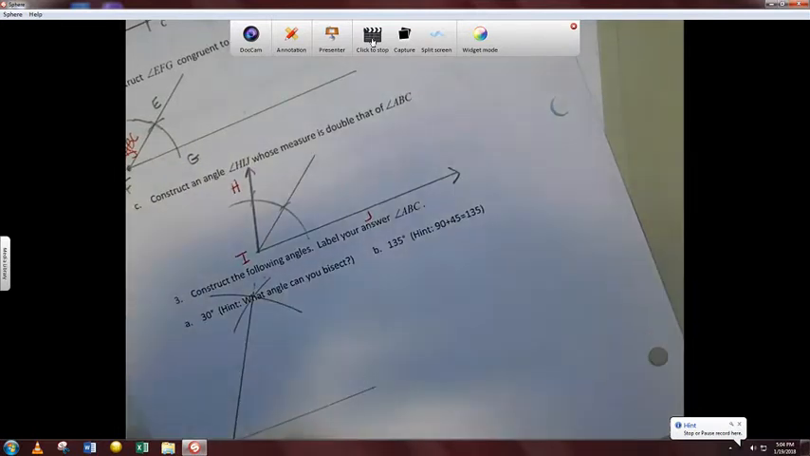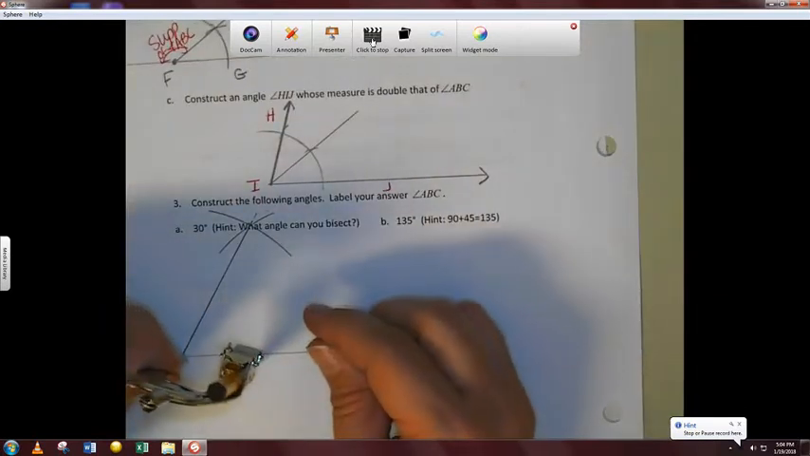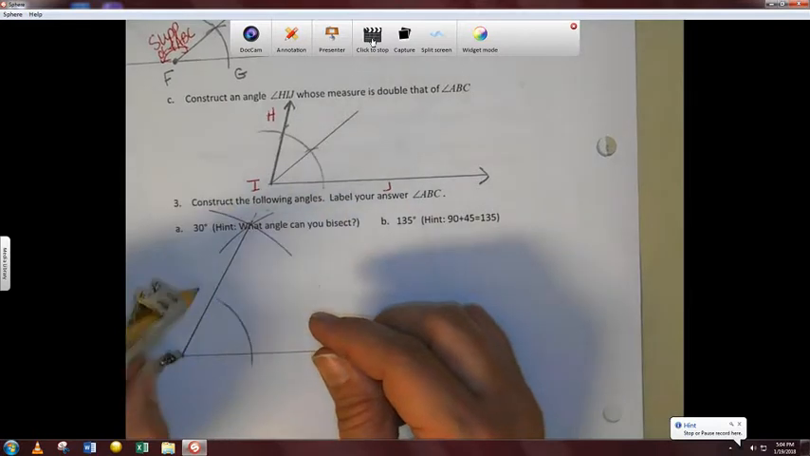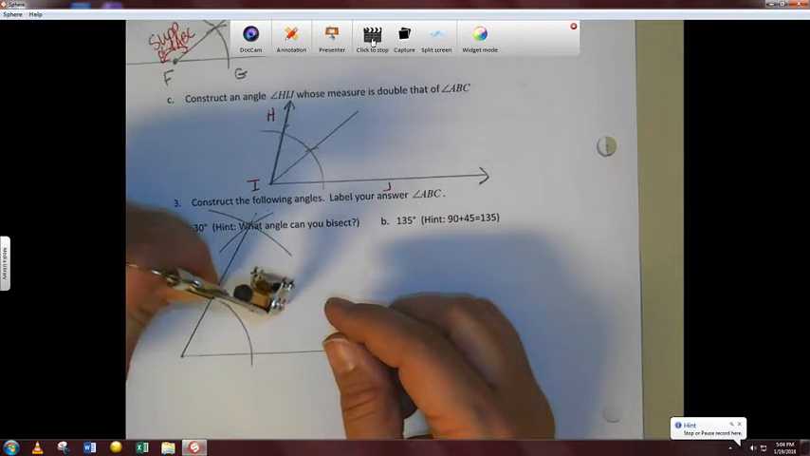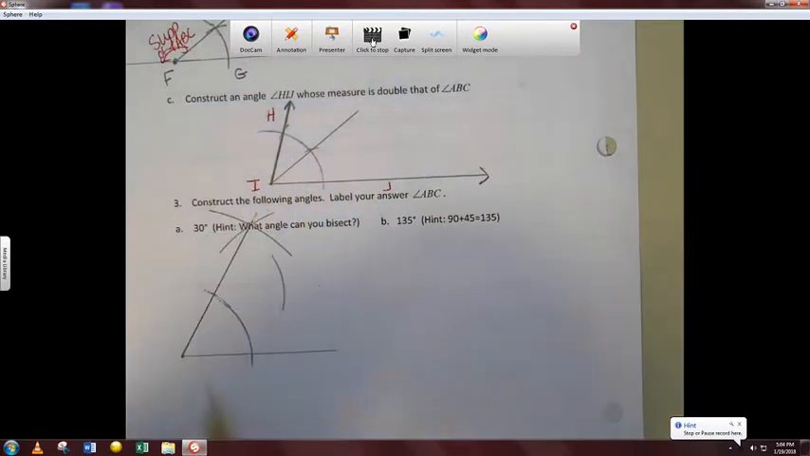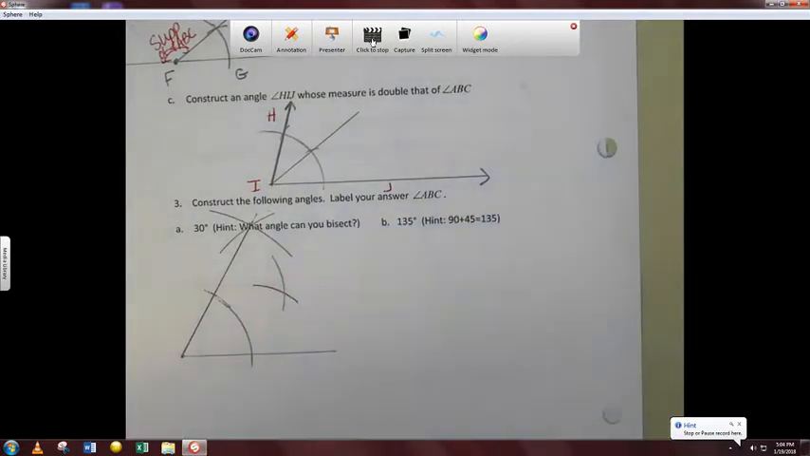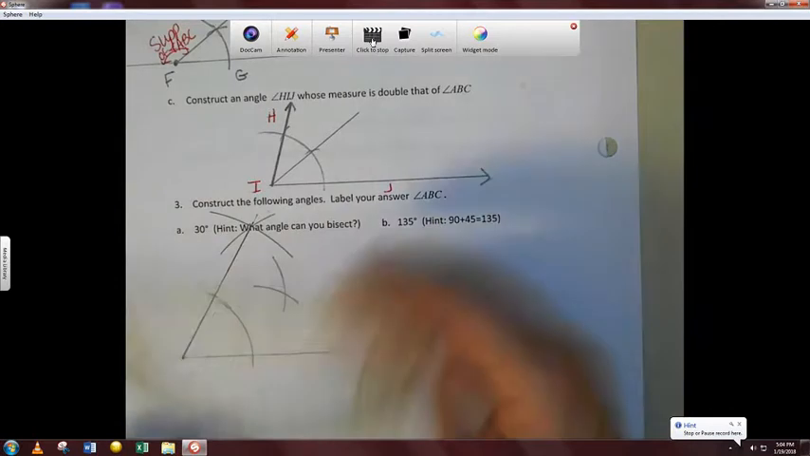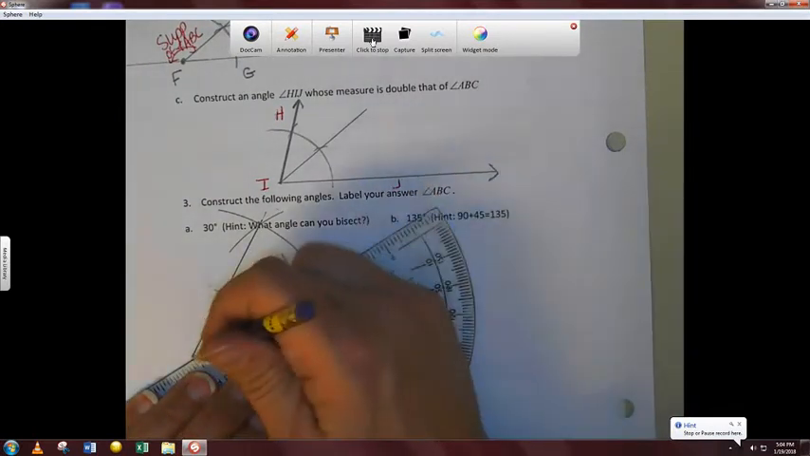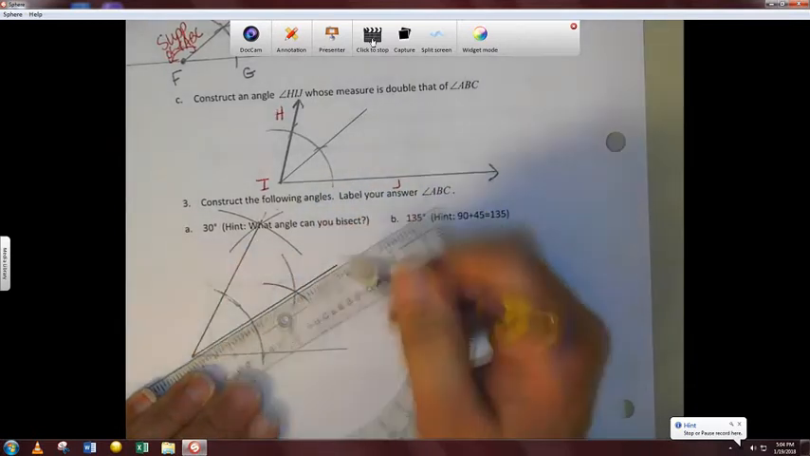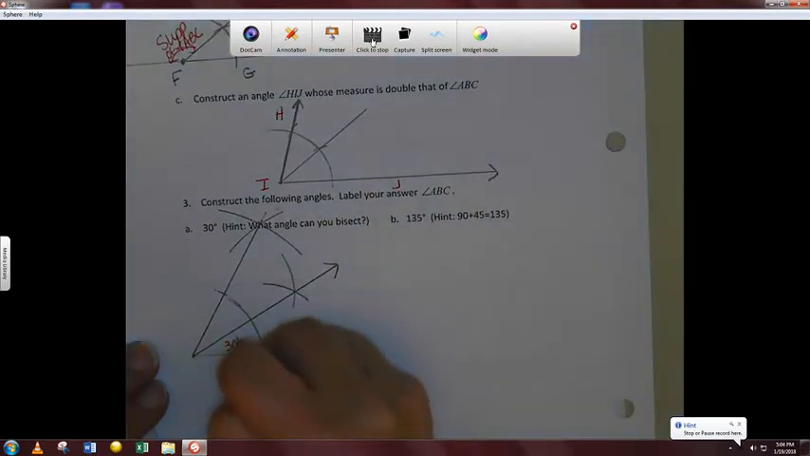And now I'm going to bisect that angle, put my compass point on the vertex, swing an arc, put my compass point at each of those intersections, swing those arcs, and now draw the ray connecting the vertex to that intersection point, and I should have two 30-degree angles here.